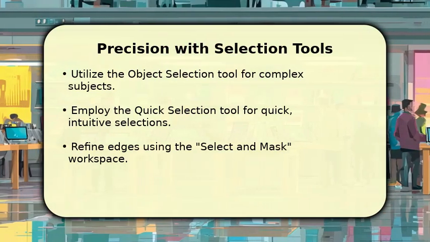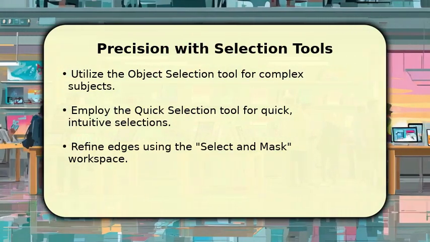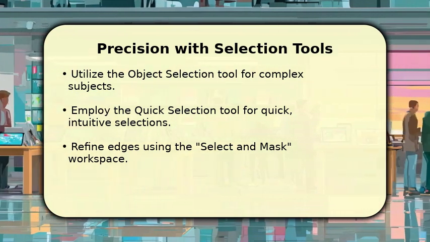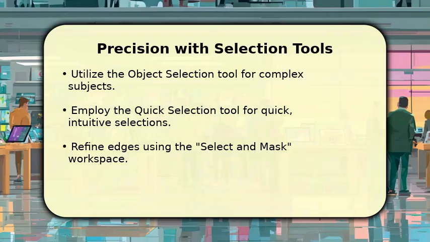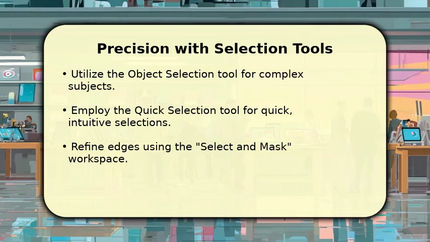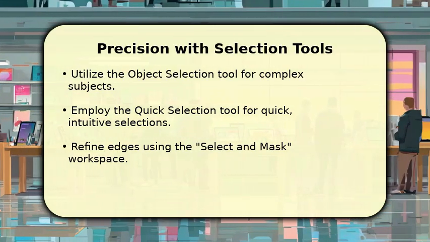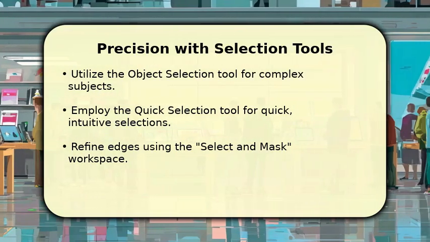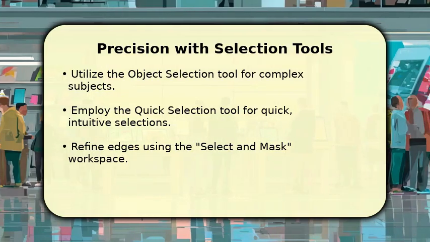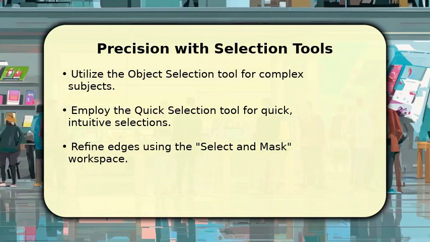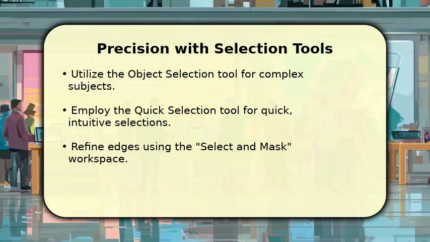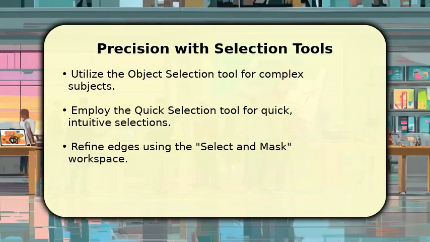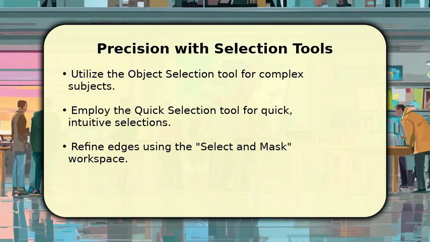For more challenging images or intricate details, you might need to use additional selection tools. The Object Selection tool is excellent for automatically detecting distinct objects. Alternatively, the Quick Selection tool allows for intuitive painting over areas to select them. Once a selection is made, enter the Select and Mask workspace to fine-tune edges, adjusting parameters like feathering for softer transitions or shifting the edge inward or outward by a few pixels for accuracy.